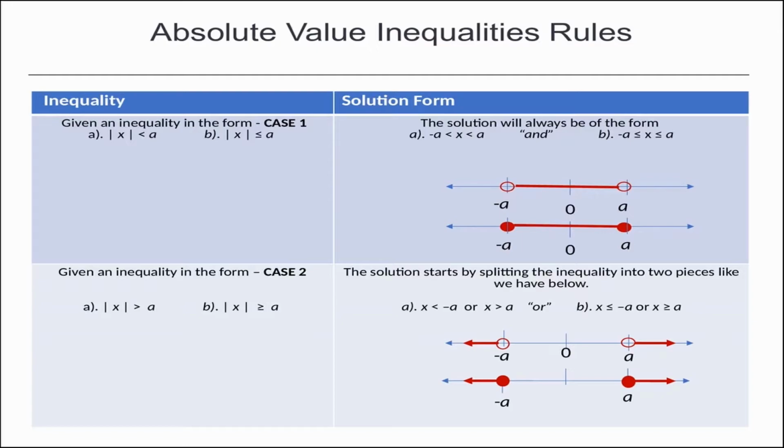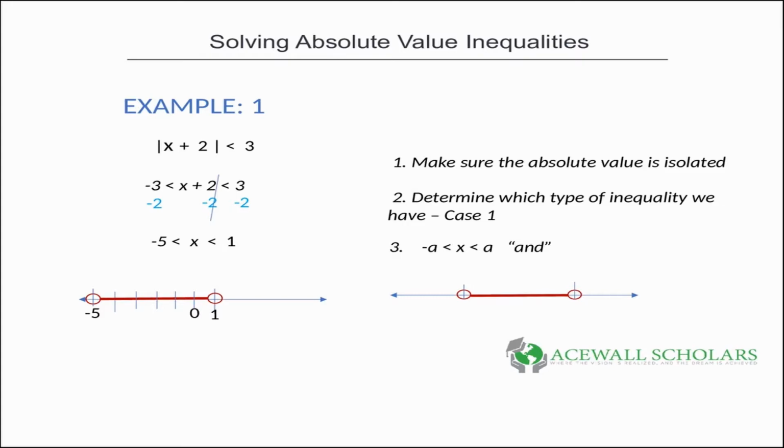So let's start with our examples. Example 1, we have the absolute value of x plus 2 is less than 3. Well, when we're solving absolute value inequalities, it's very similar to solving absolute value equations, where before we solve, we want to get the absolute value by itself. As we can see, our absolute value is already isolated, so we can go ahead and determine our case. Now, we need to determine which type of inequality we have. We have a case 1.